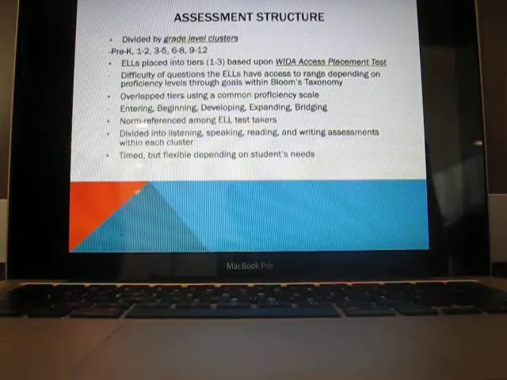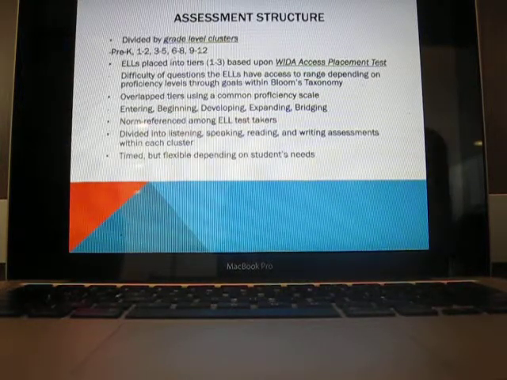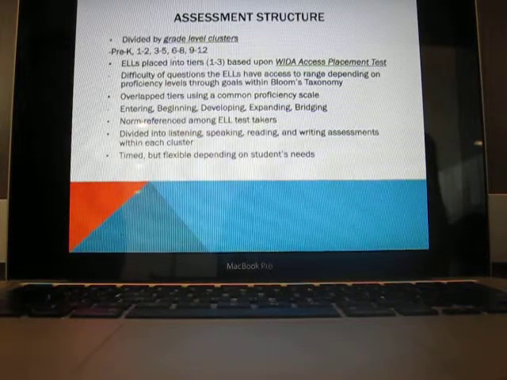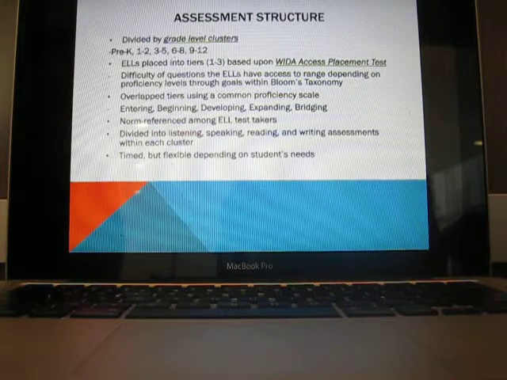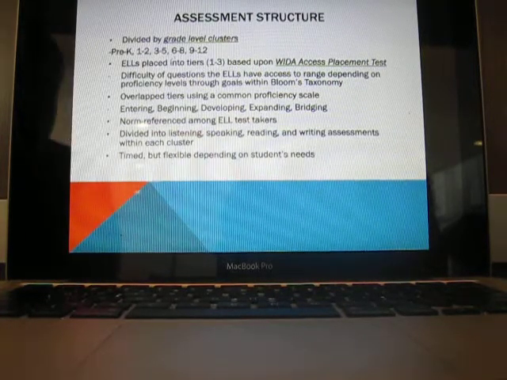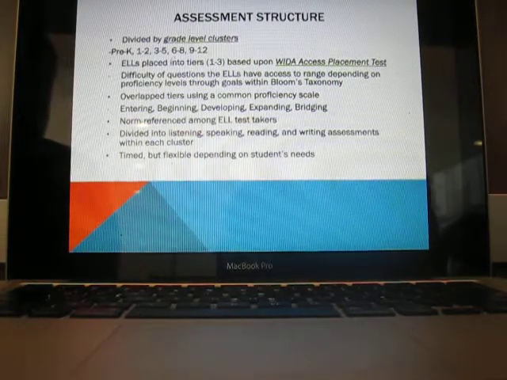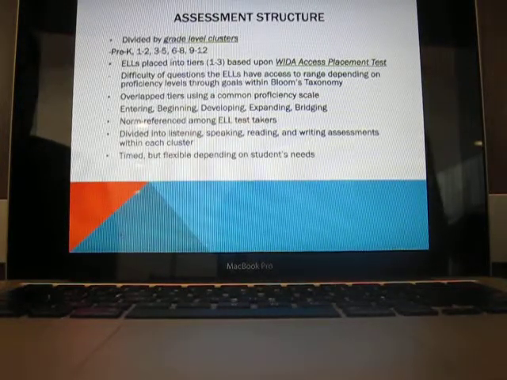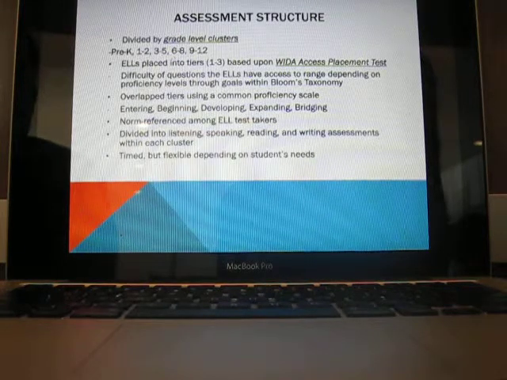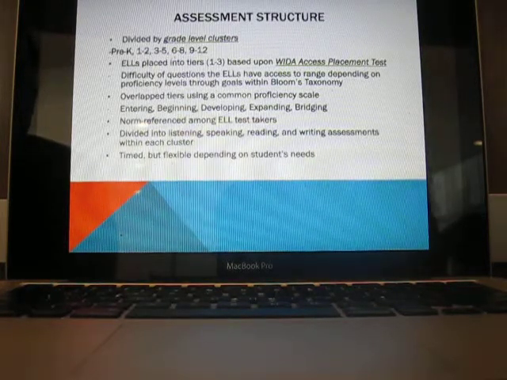They get their placement and then they're put in the tiers, and the different tiers determine what level of questions they get. And the tiers are overlapped with the question difficulty, and that helps to give them a common proficiency scale across the exam. And across that scale, it begins with entering and then beginning, developing, expanding, and bridging.